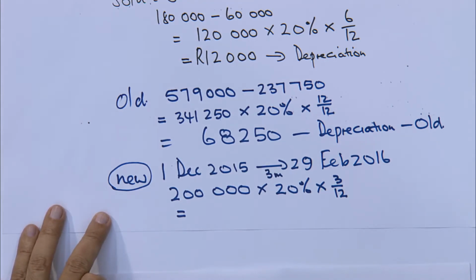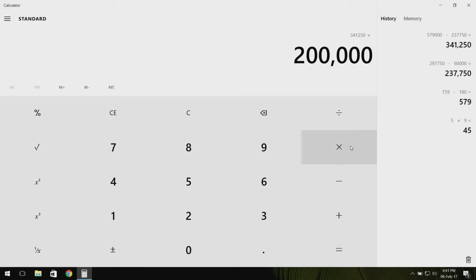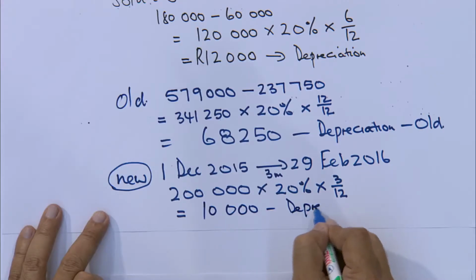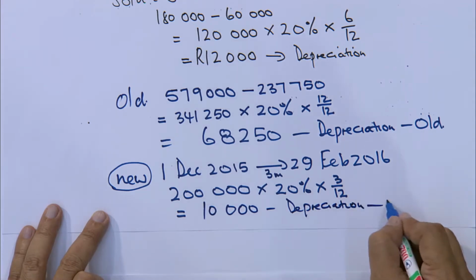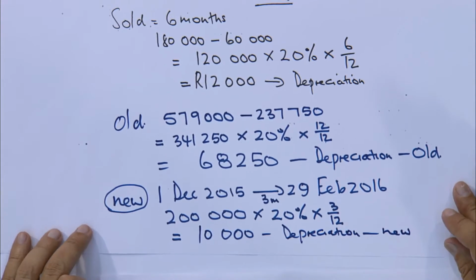So just for that calculation, it's going to be 200,000 times 3 divided by 12 times 20%. Oops, so that will be 200,000. Oh, I didn't clear. Okay, that makes sense. 200,000 times 3 divided by 12 times 20%, and that gives you 10,000. Okay, so that will be the depreciation on the new. Okay, so let's just go over those calculations quickly.